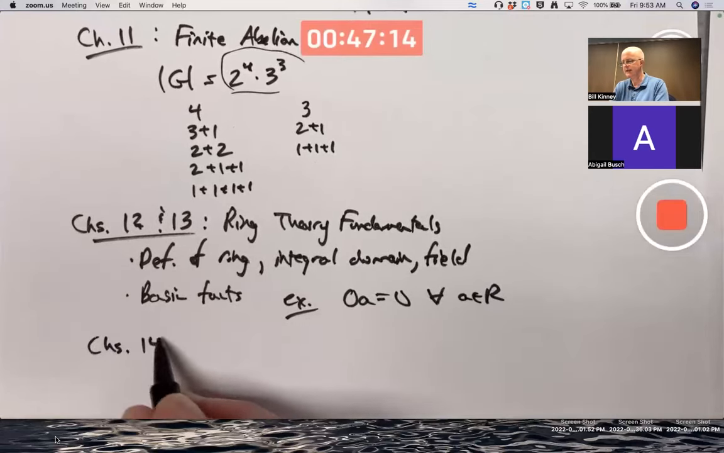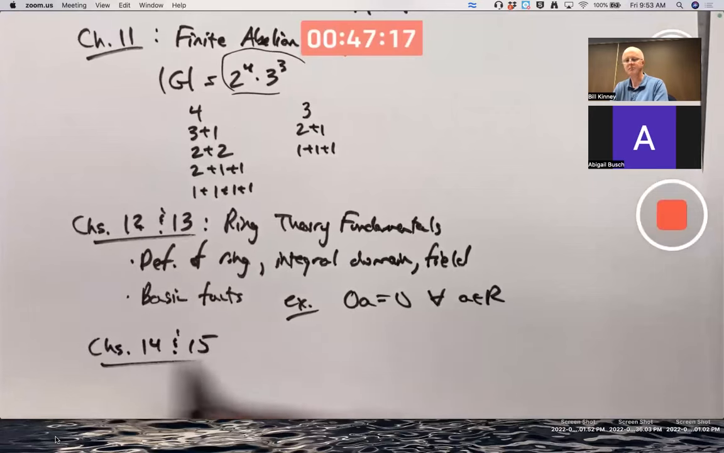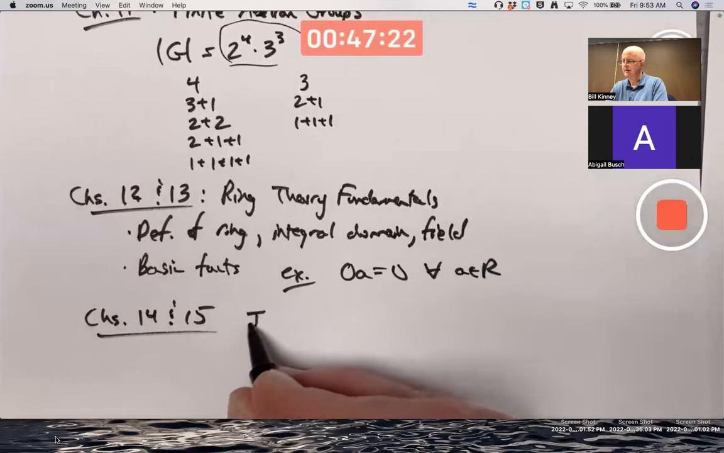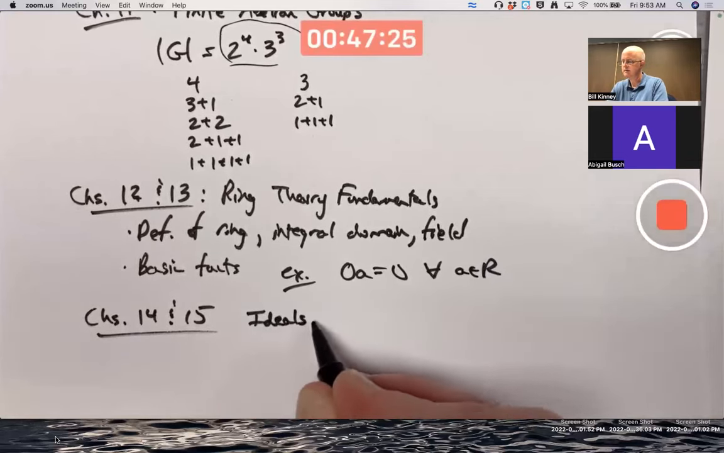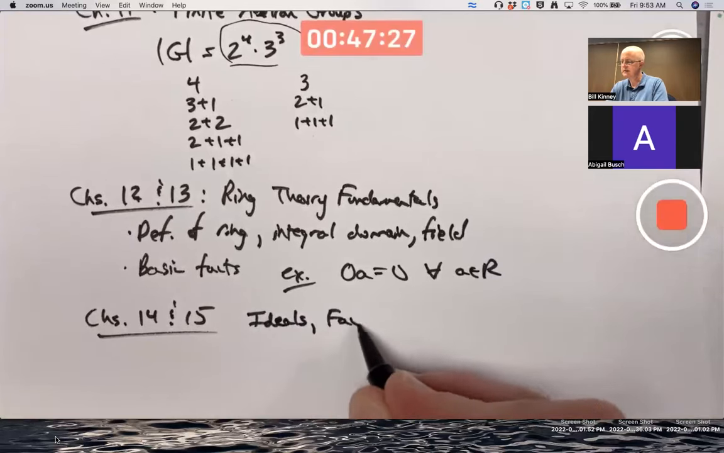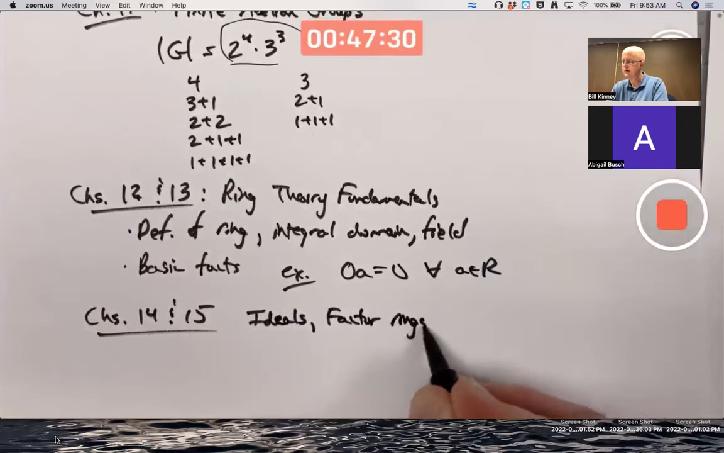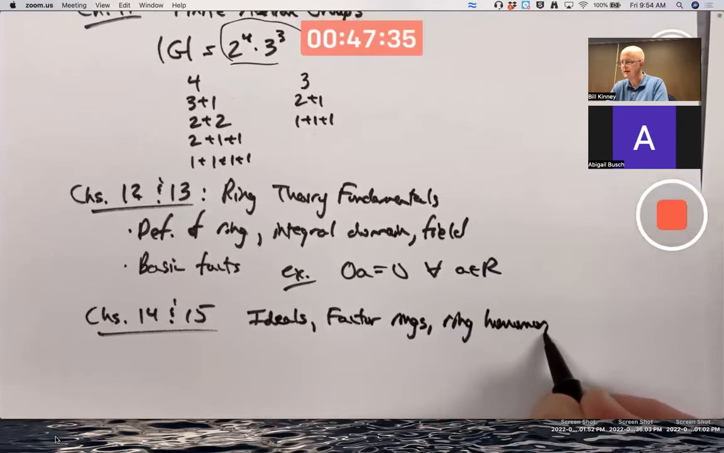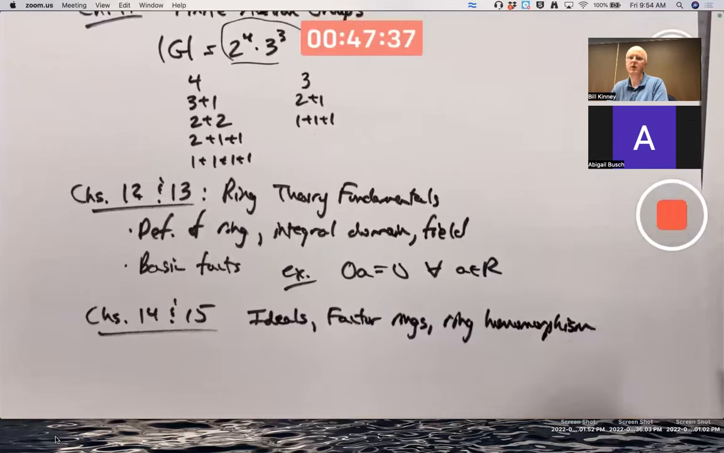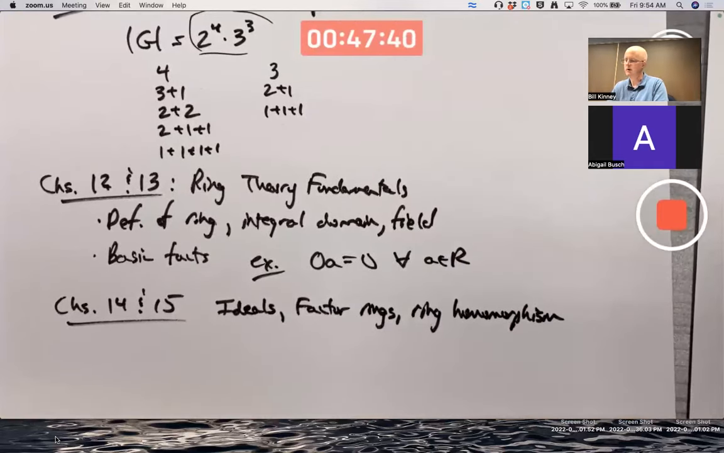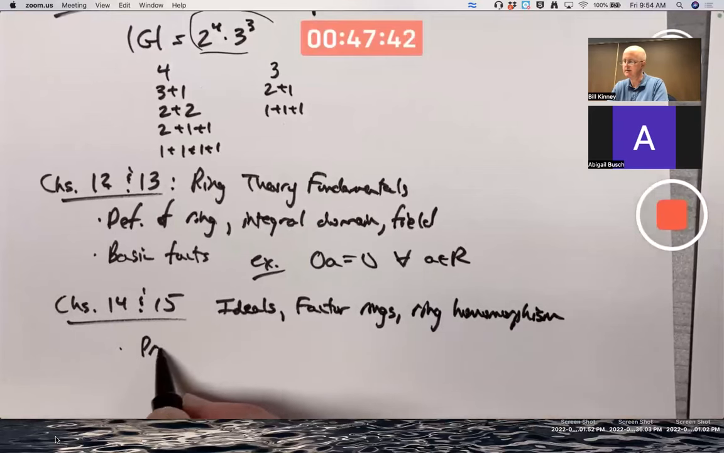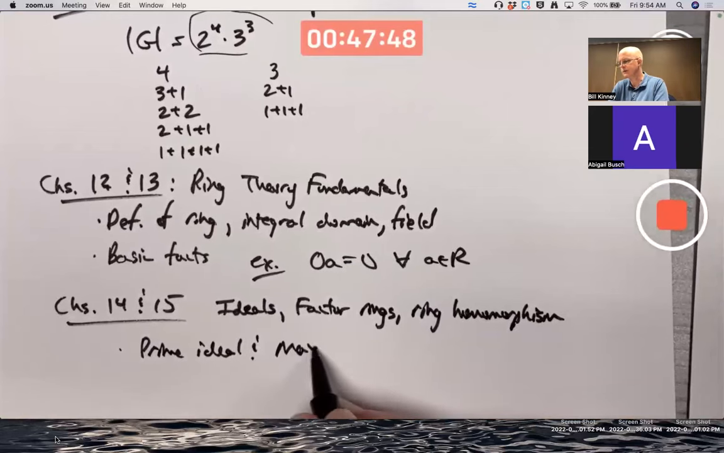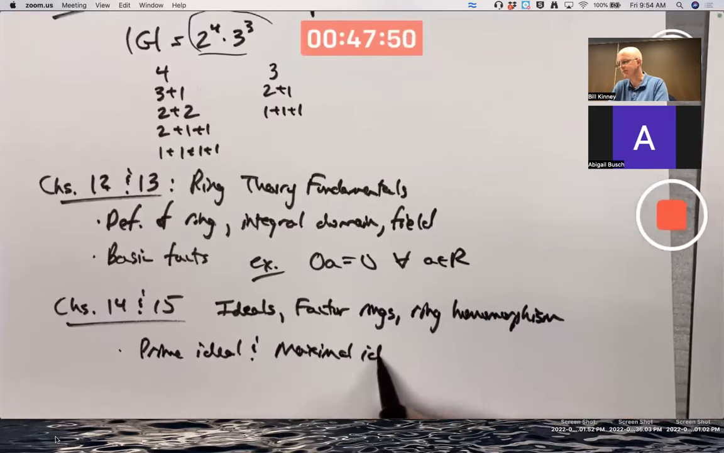Chapters 14 and 15 kind of get lumped together as well. About ideals, factor rings, ring homomorphisms, and the first isomorphism theorem for rings. But there are also important definitions of a prime ideal and a maximal ideal, though we've mostly focused on maximal ideals.